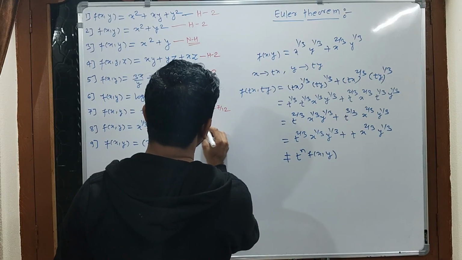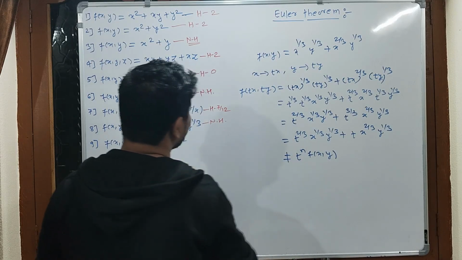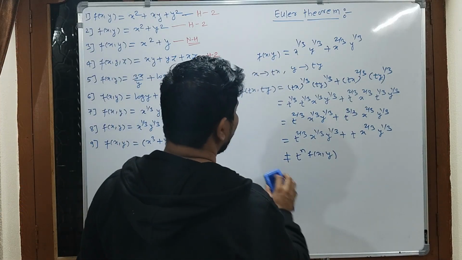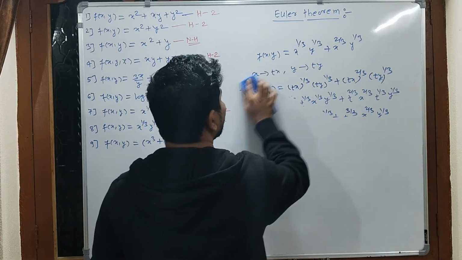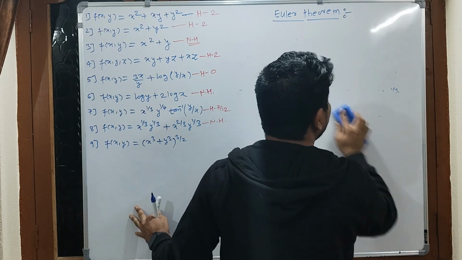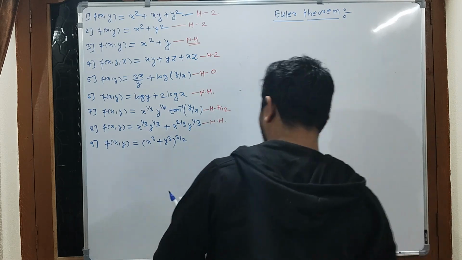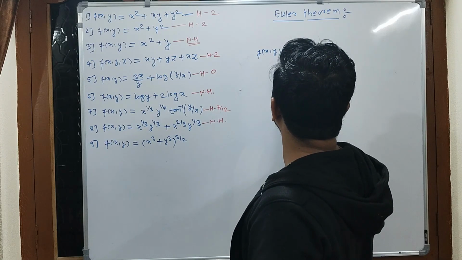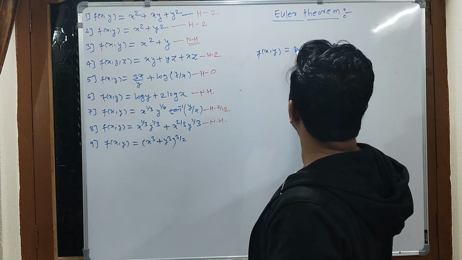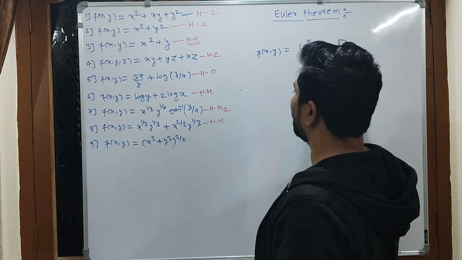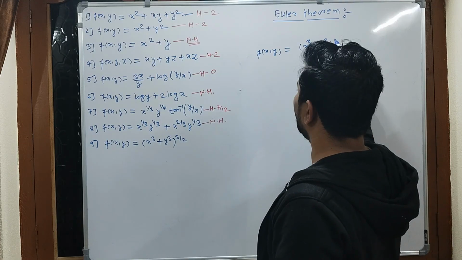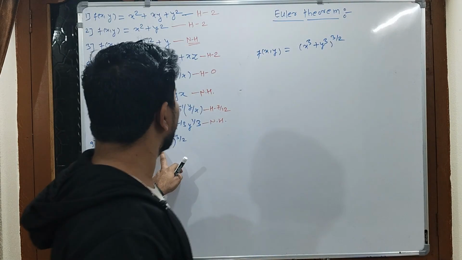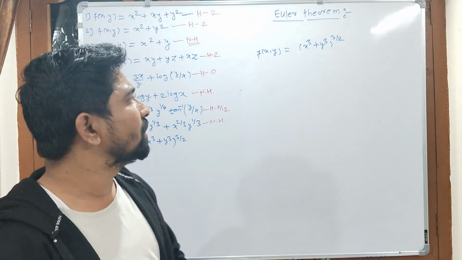So here this is my non-homogeneous function. Now come to example number 9. Example number 9 is defined as f of x comma y equal to (x to the power 3 plus y to the power 3) whole to the power 3 by 2.